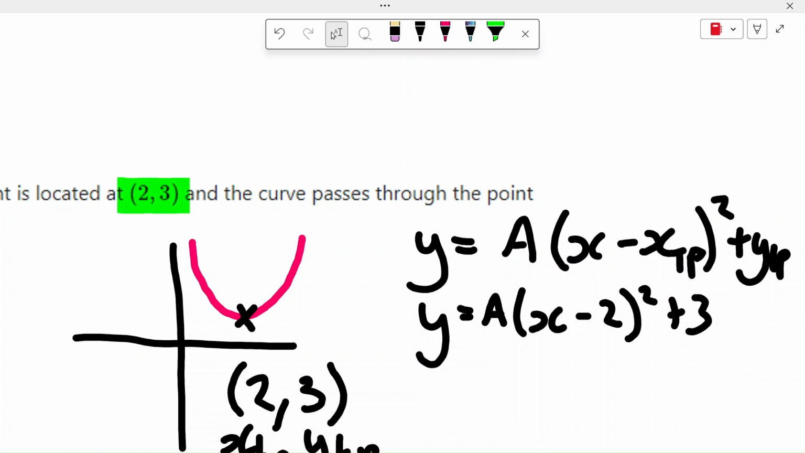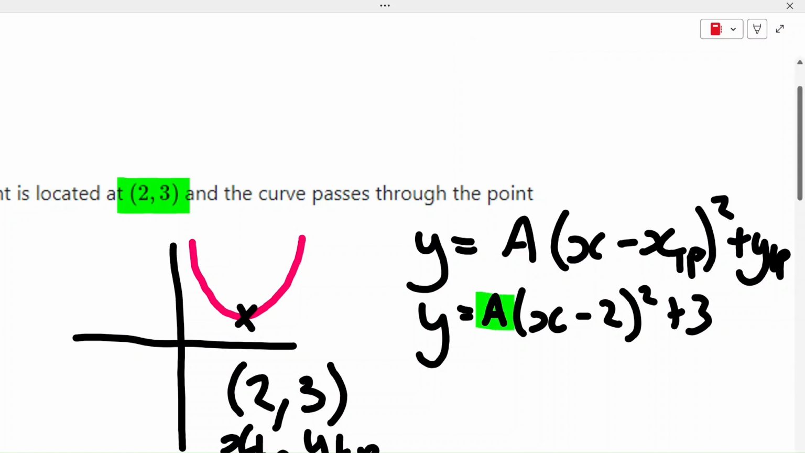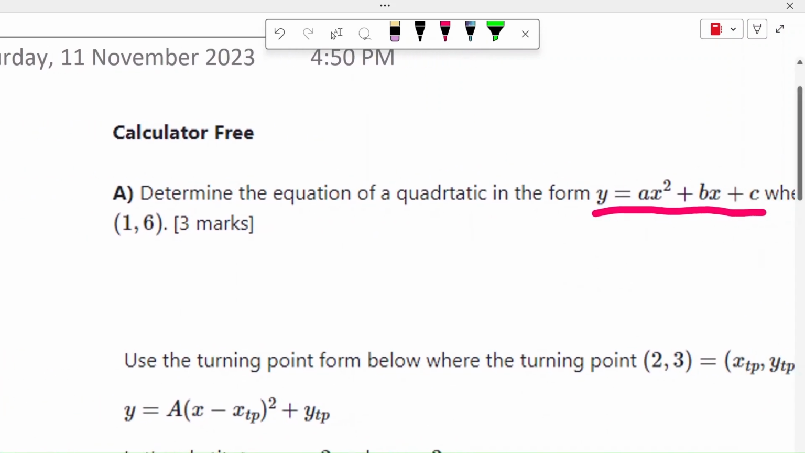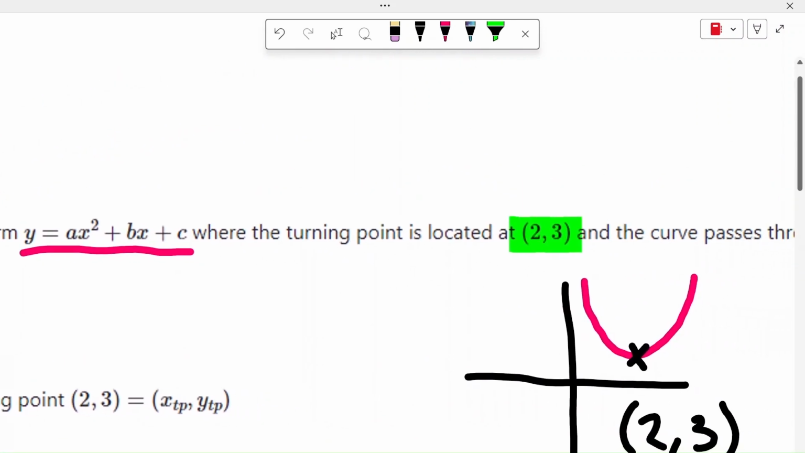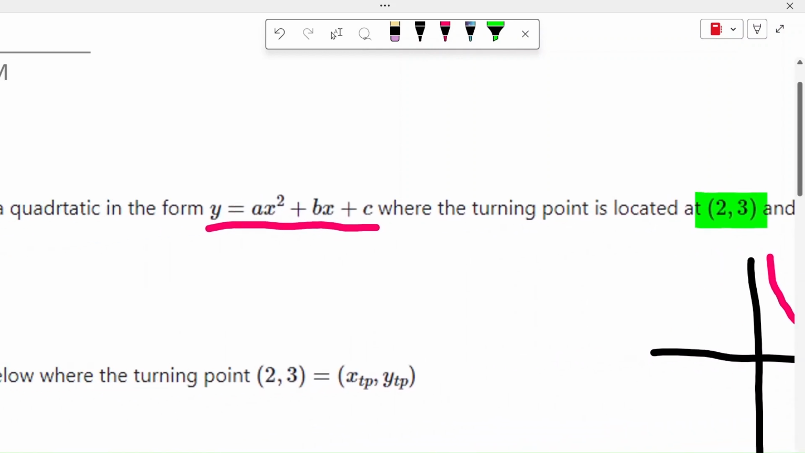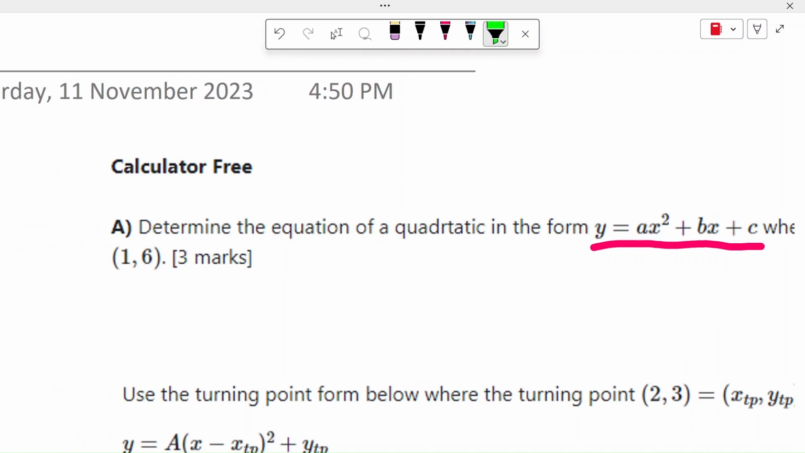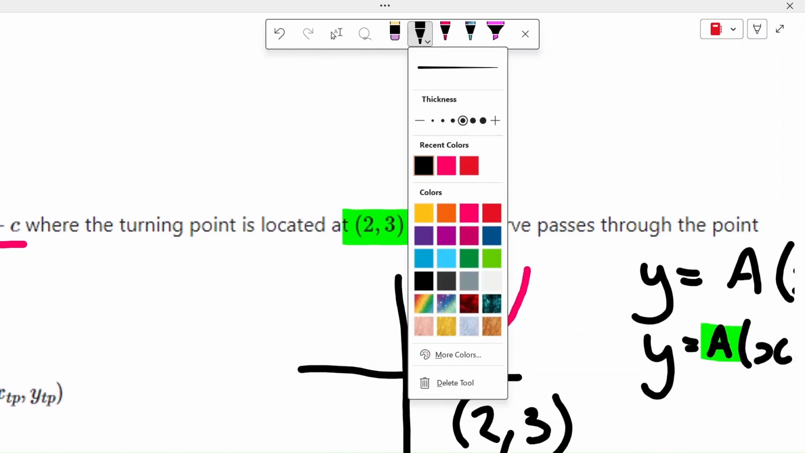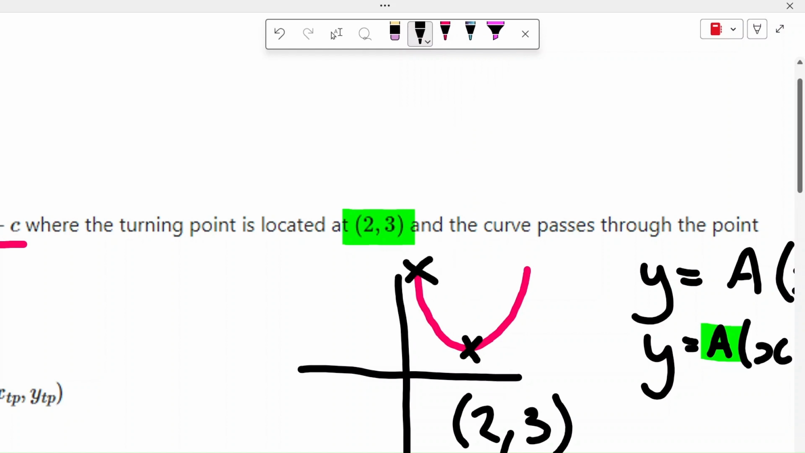But we also have an unknown here, that a. And so we need this other bit here, that 1 and 6. The turning point is located at 2 and 3, and the curve also passes through another point at 1 and 6. Okay, so point 1 and 6 here. And we can see that it is going to be at this point here, that 1 and 6.